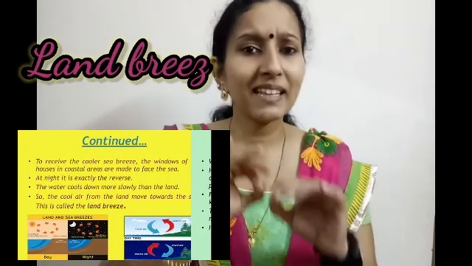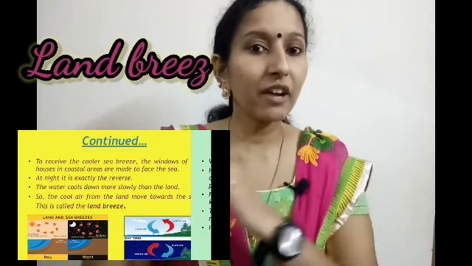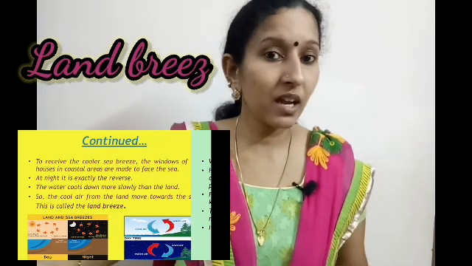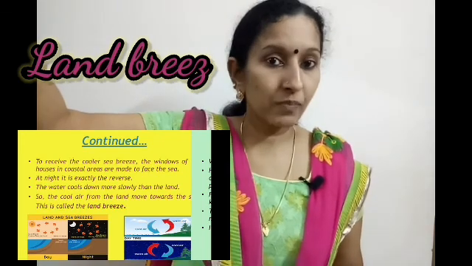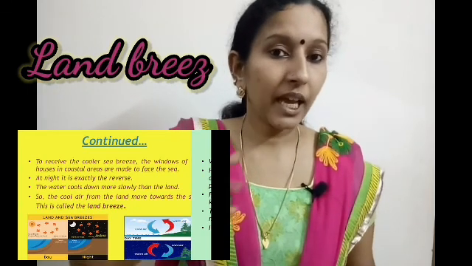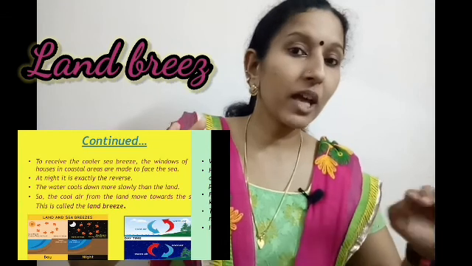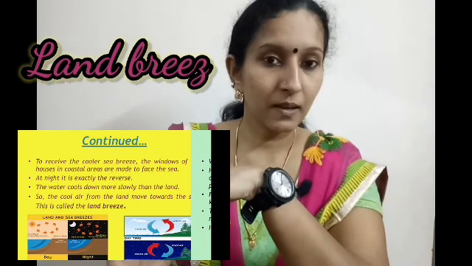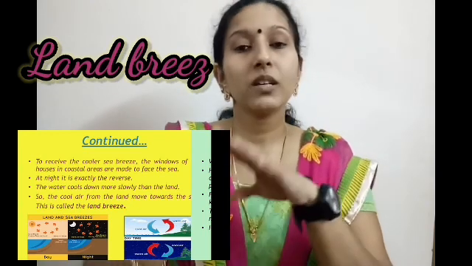During the night, water cools more slowly than the land, which means land gets cool fast. Hot air from the sea goes up. When the hot air goes up, it makes that space empty. So at the same time, cool air from the land rushes towards the sea to take its space, right? So that process is land breeze. So what is land breeze?